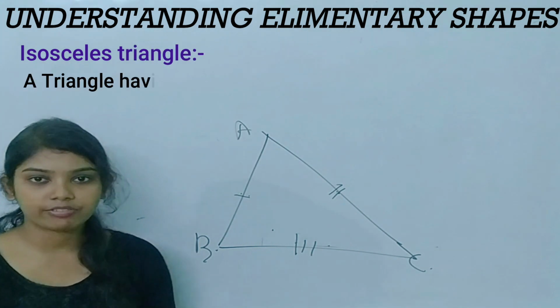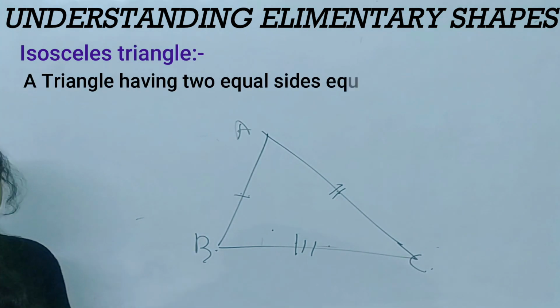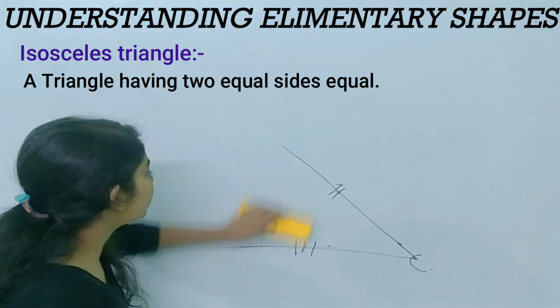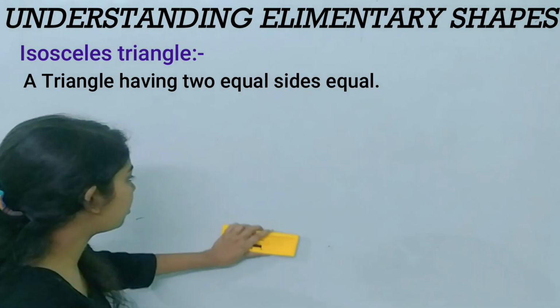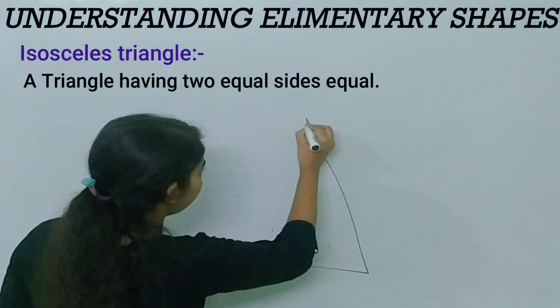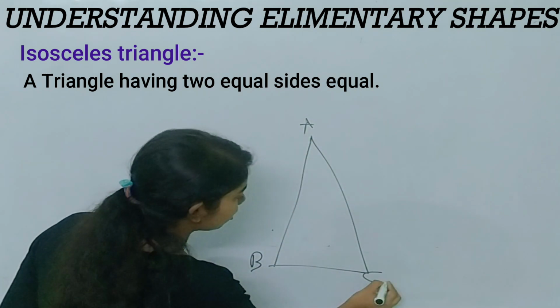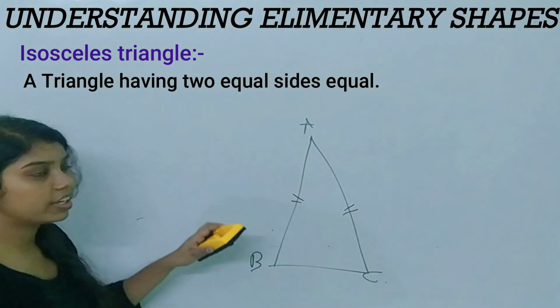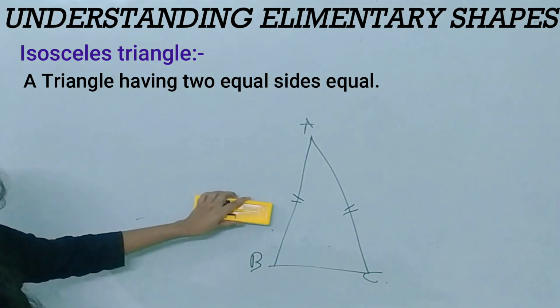A triangle having any two equal sides is called an isosceles triangle. Okay? Suppose here a triangle ABC is given like this. As you can see, AB is equal to AC. So we can say this triangle is an isosceles triangle.